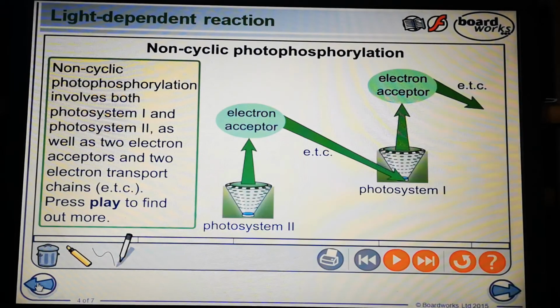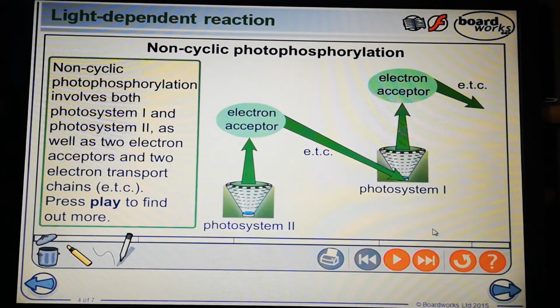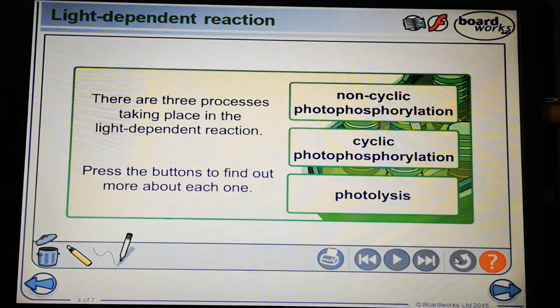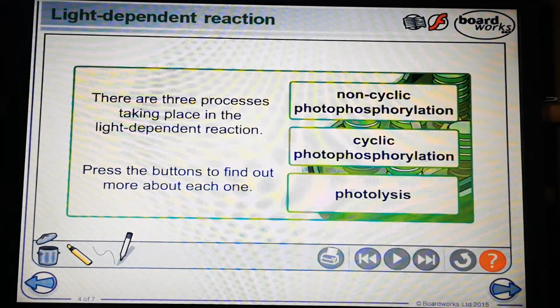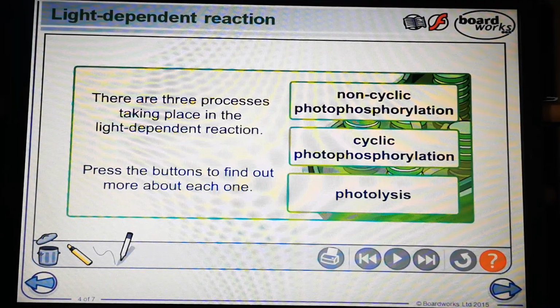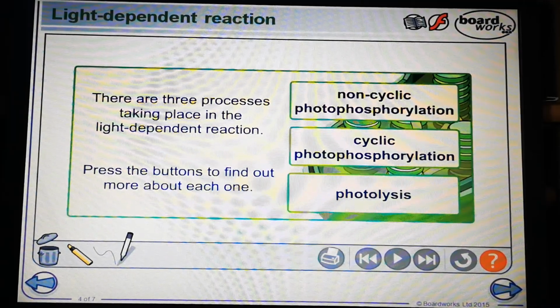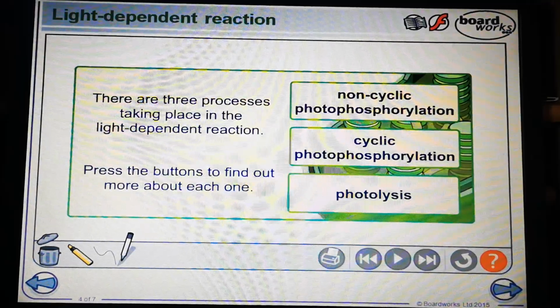So first of all, we're going to have a look at the following three processes that take place in the light dependent reaction. You've got non-cyclic photophosphorylation, cyclic photophosphorylation, and photolysis. Now you should already know what photophosphorylation is. It is using light energy to combine an inorganic phosphate to a molecule of ADP. So therefore, you obviously end up with a molecule of ATP.